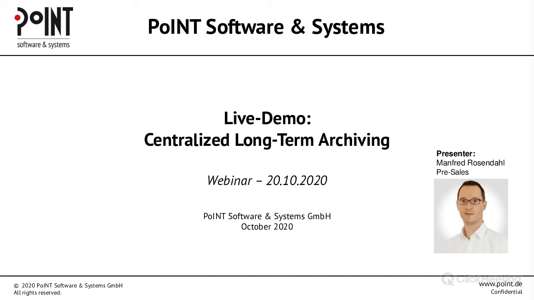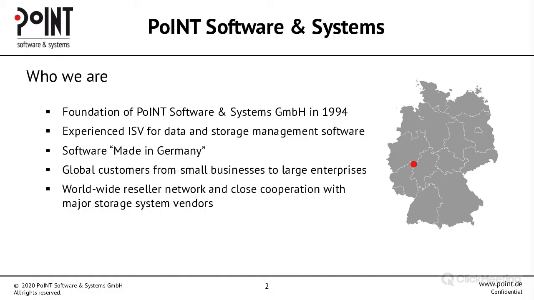Let me start with a few facts about Point Software and Systems. Point Software and Systems is an independent software vendor for storage and data management software, founded in 1994. Our entire team, the product development, support, sales, we are all located in Germany, in Siegen, and Siegen is about an hour from Cologne.